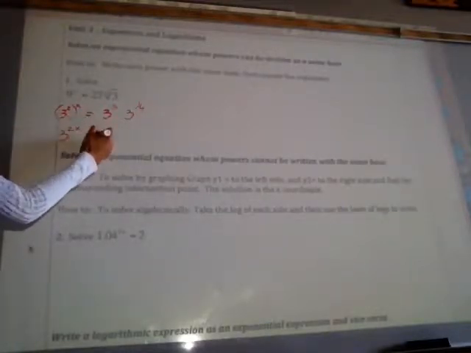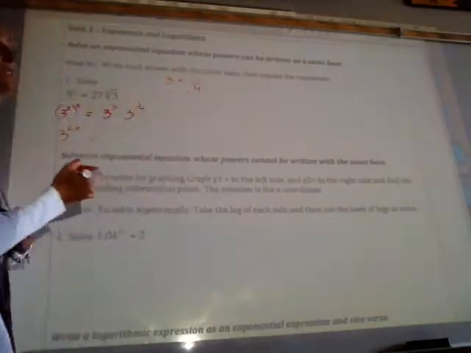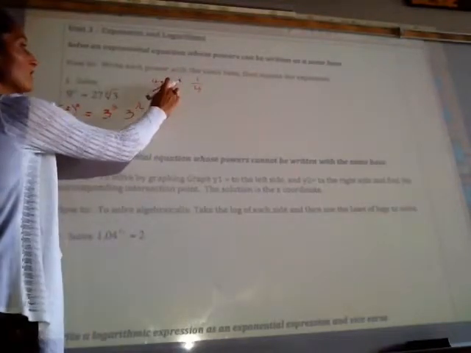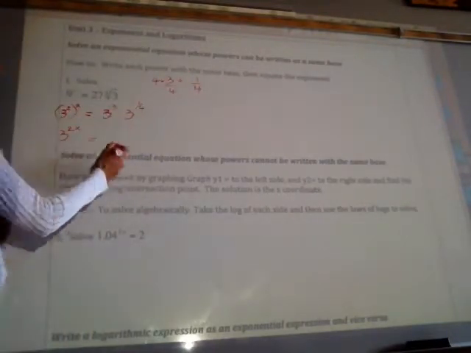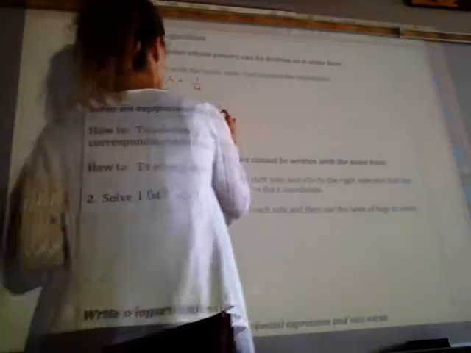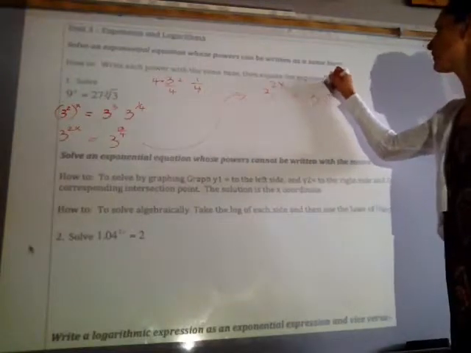So just cleaning things up a bit, I have 3 to the power of 2x equals, same base, which means you can add the exponents here. So I'll just do that up top. 3 plus 1/4, I need to have a common denominator of 4, so I'd multiply by 4. 12 plus 1 is 13 over 4. So 3 to the power of 13 over 4. Okay, so we have 3 to the power of 2x equals 3 to the power of 13 over 4.